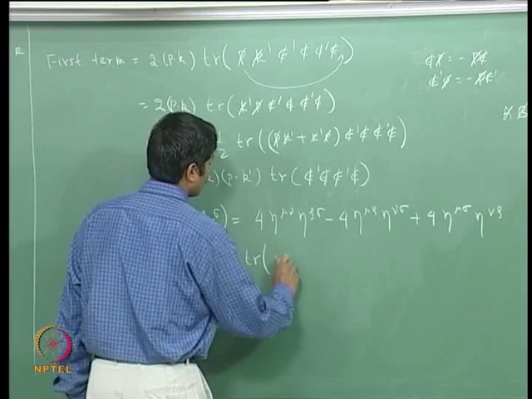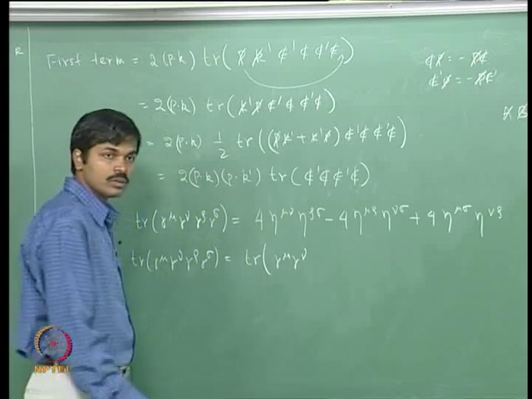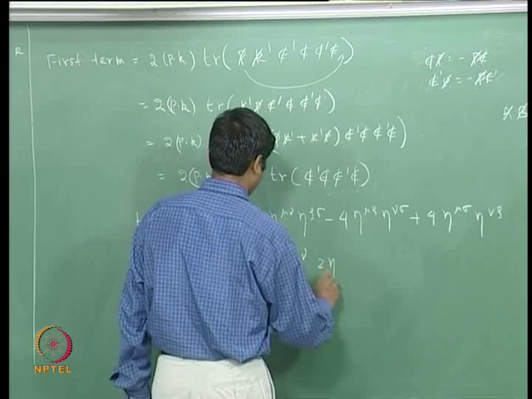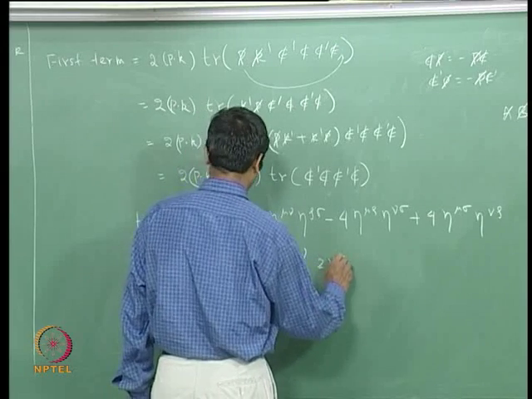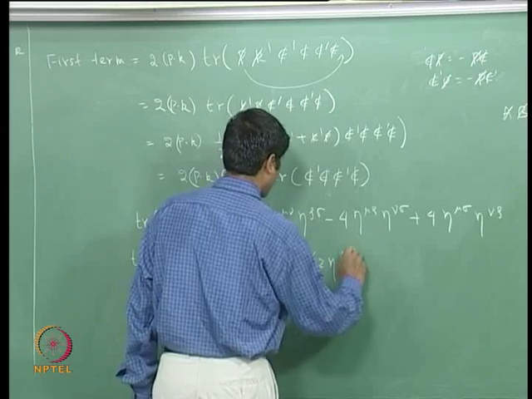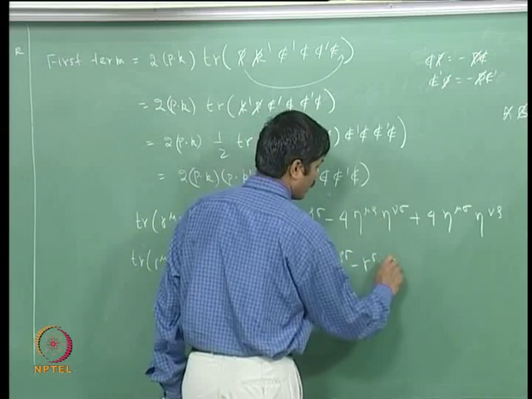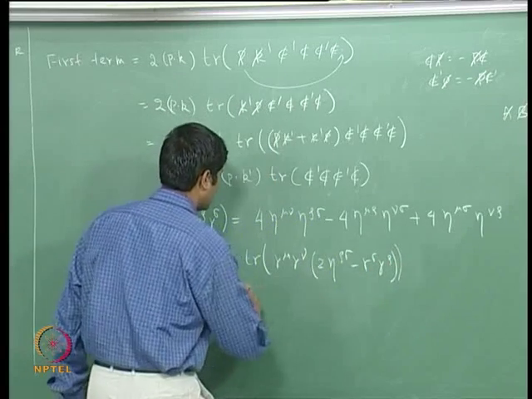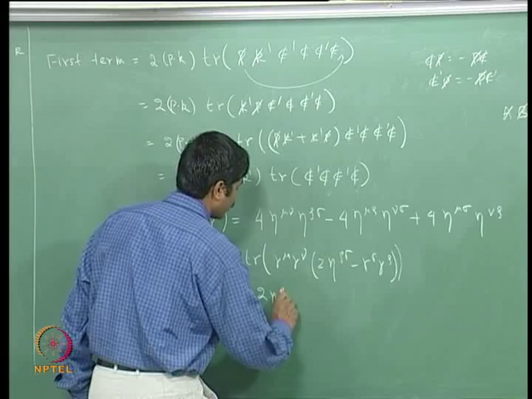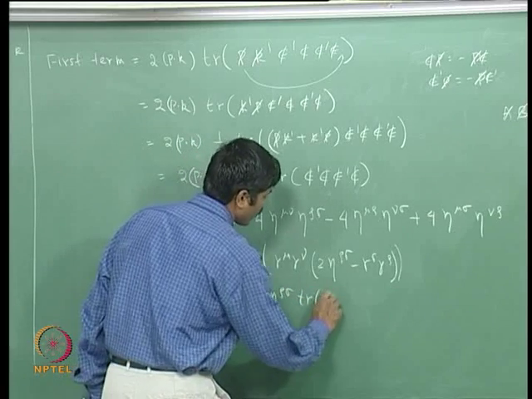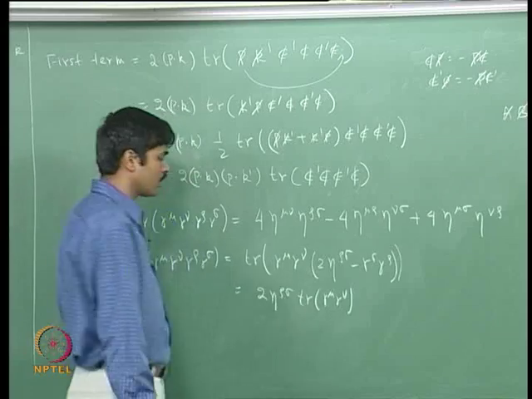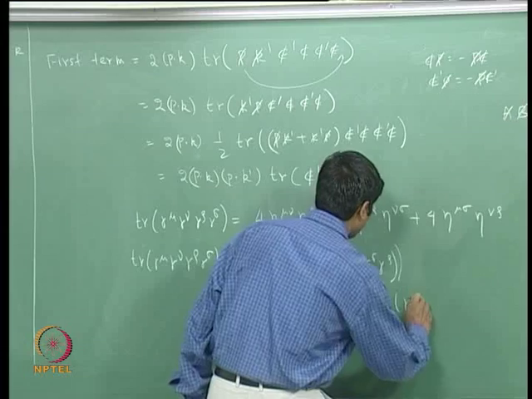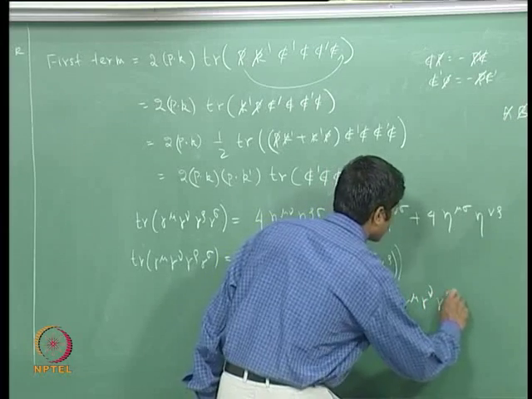trace gamma mu, gamma nu times twice eta rho sigma minus gamma sigma gamma rho. All right. So, this is twice eta rho sigma trace gamma mu gamma nu, and then minus trace of gamma mu gamma nu gamma sigma gamma rho.